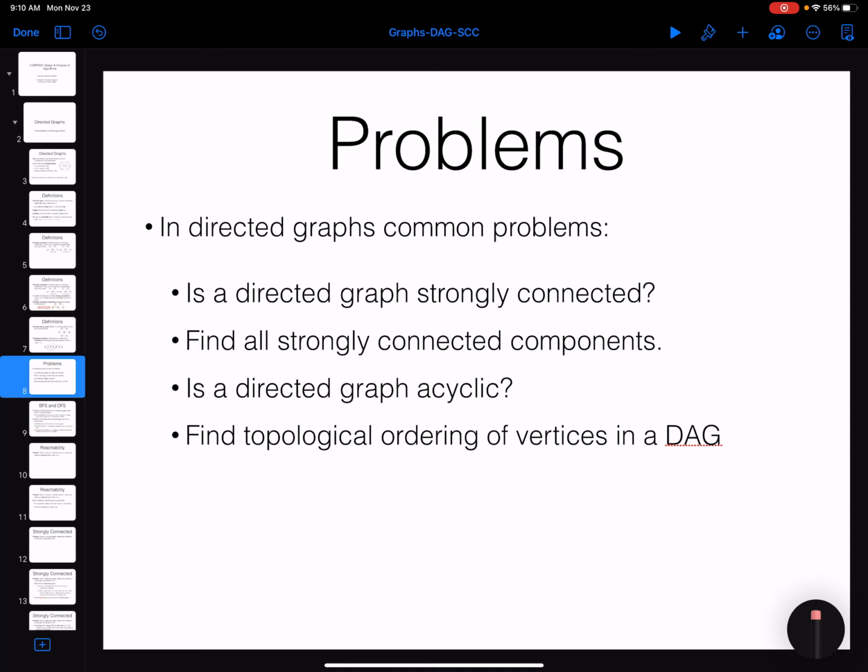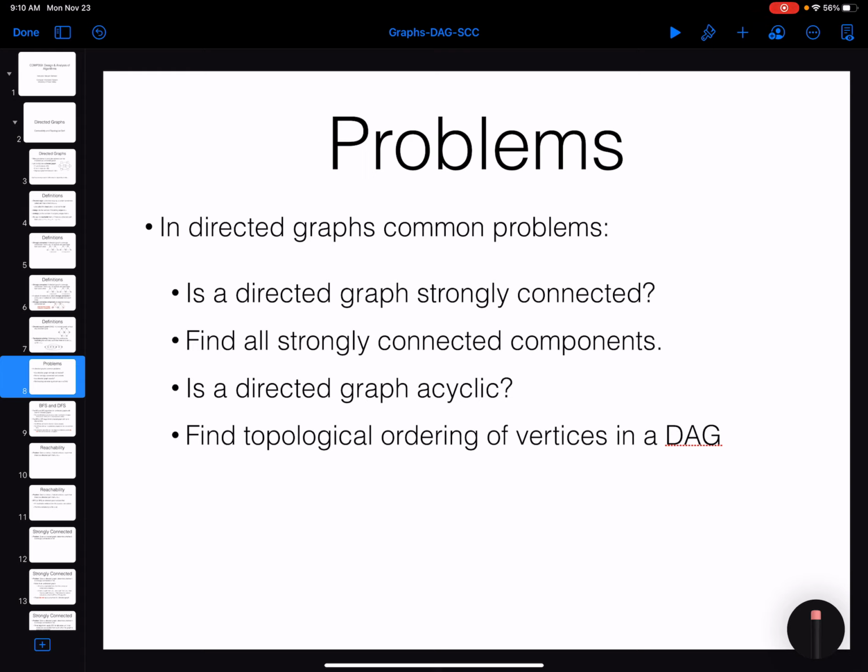Based on these terms that we defined, we can define many problems. For example, assume we have a directed graph. We want to check whether the directed graph is strongly connected. If not, we want to find all the strongly connected components in the graph. We want to check whether our directed graph is acyclic or not. We want to find a topological ordering for our graph if it is acyclic.